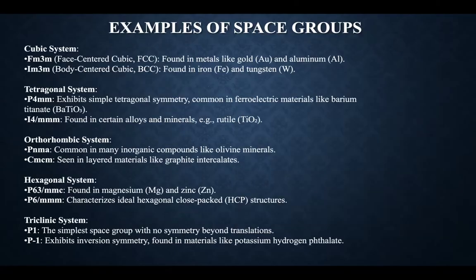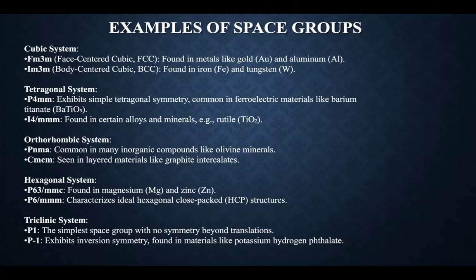Examples of space groups in cubic systems: the face-centered cubic, which is mainly found in materials like gold and aluminium, and Im3m, which is body-centered cubic, mainly found in iron and tungsten. In tetragonal systems, P4mm, which exhibits simple tetragonal symmetry, is common in ferroelectric materials like barium titanate, and I4/mmm is found in certain alloys and materials like rutile.